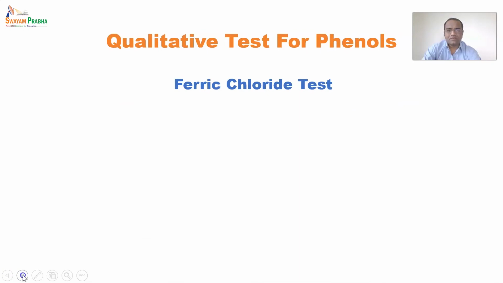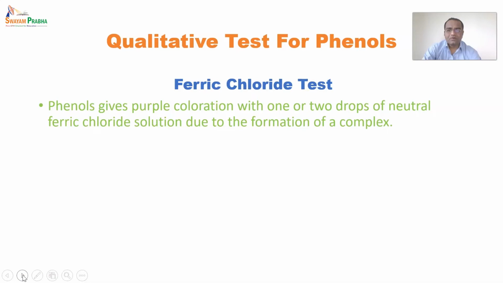Second qualitative test for phenol, that is the ferric chloride test. Phenol gives a purple coloration with one or two drops of a neutral ferric chloride solution, due to the formation of a complex. Whenever there are phenol derivatives, and you will come across this in the practical session also, the ferric chloride test is used for the qualitative identification of phenol. Other derivatives like cresols and resorcinol give another coloration.